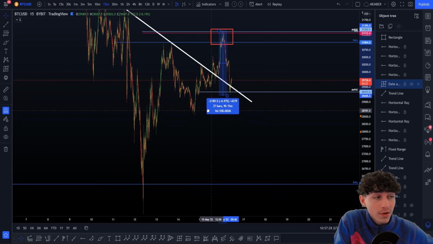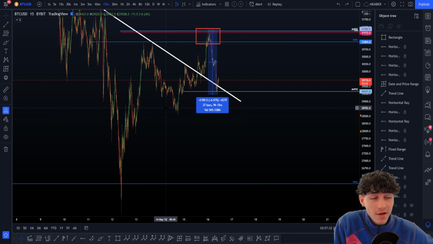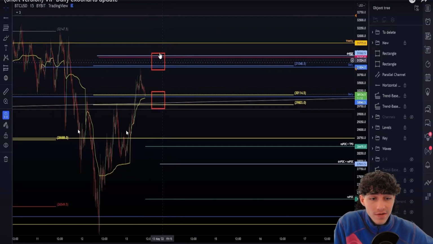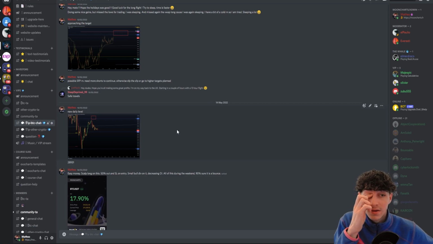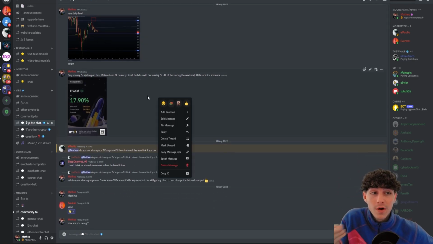I mean, the low here was just pretty insane, because at that low we got a daily level. I gave VIPs this daily level right there. I'm going to show that. I gave this new daily level here. Easy money. I just said to VIPs, we have a new daily level here.